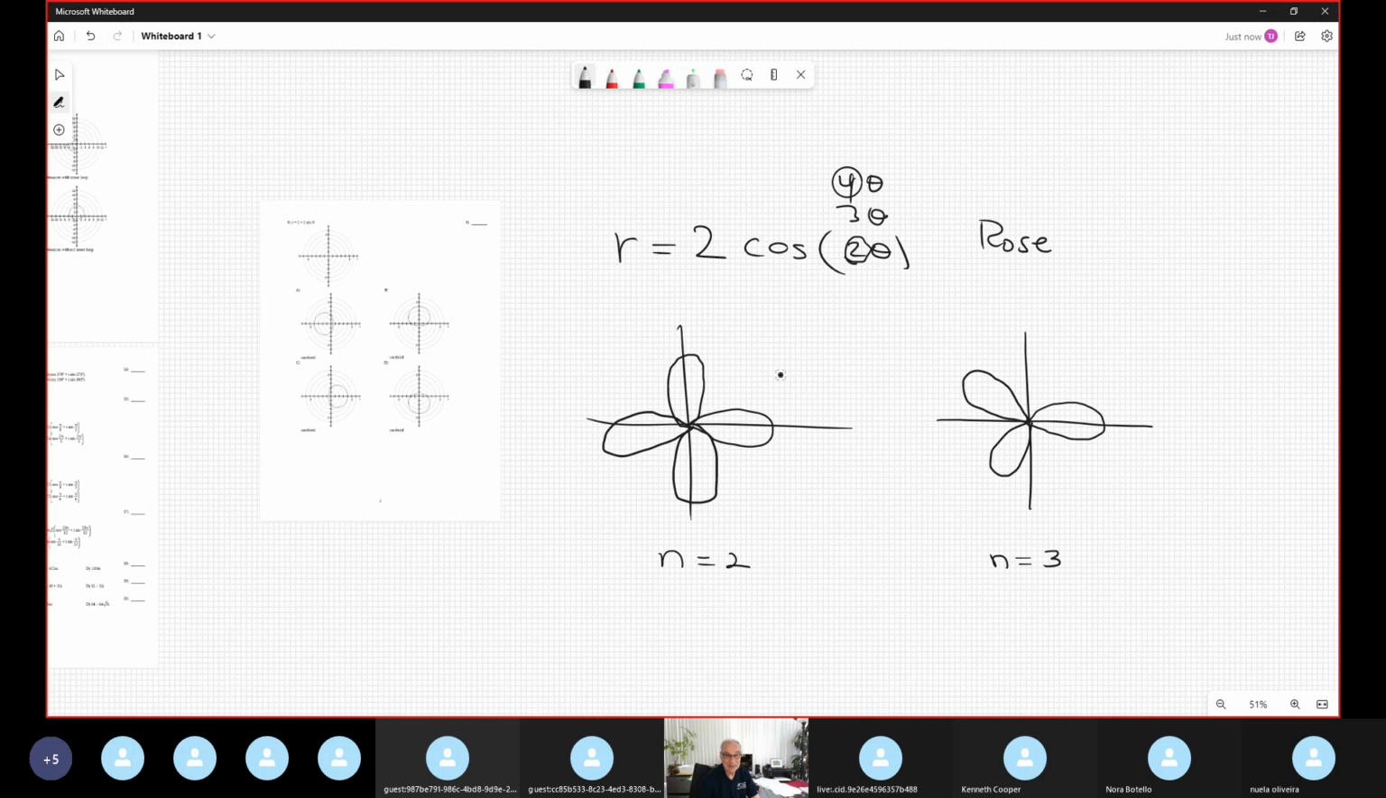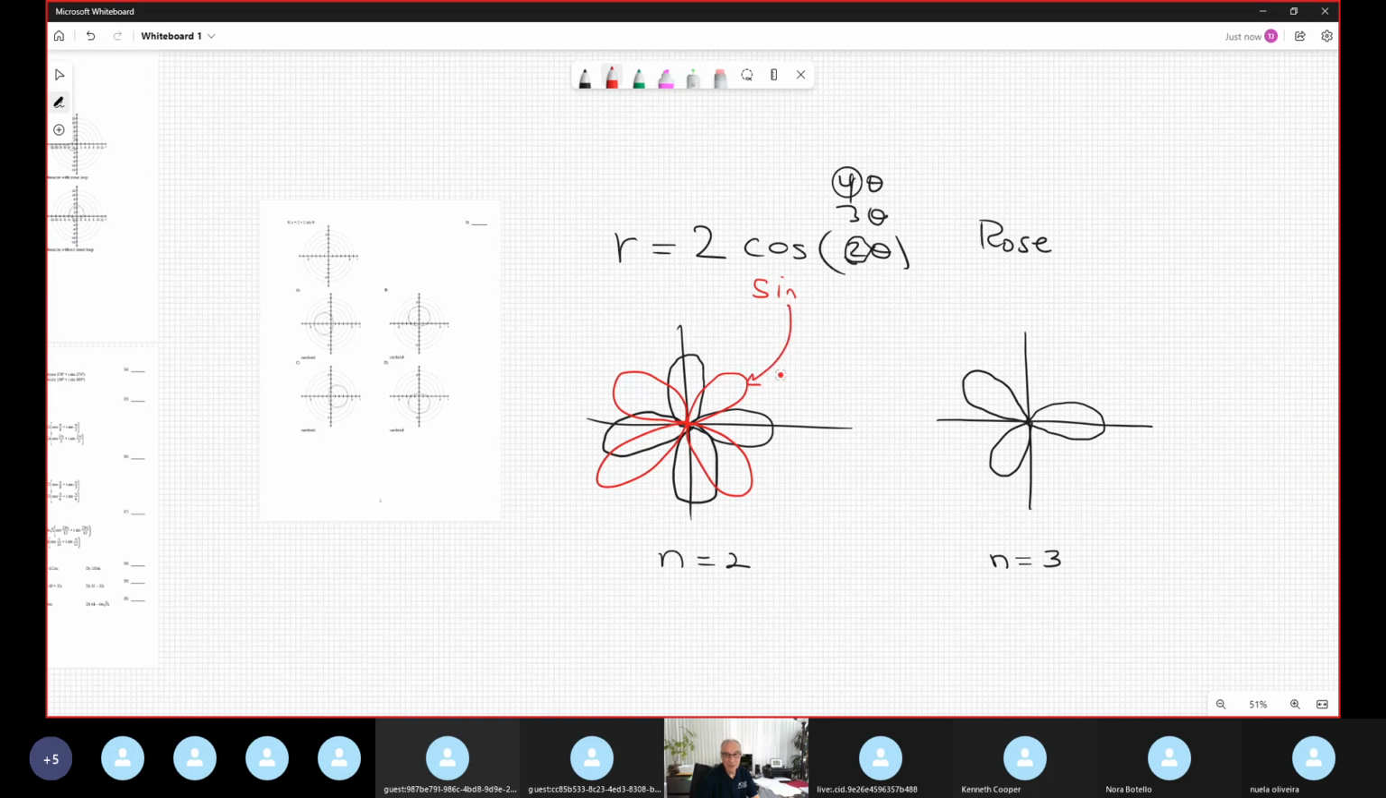And when it's sine, it's similar, except it rotates a little bit. In this case, it rotates 45 degrees. The same amount of petals, but rotated. In other cases, it's more complicated, so it rotates maybe another angle. Okay, this is the rose idea.